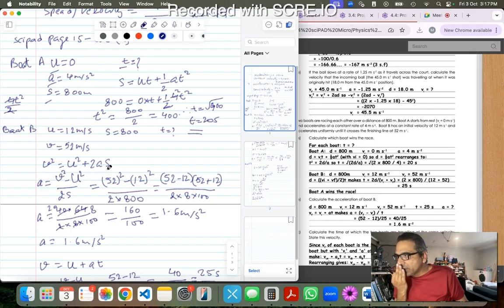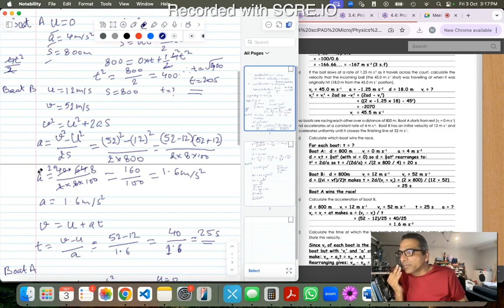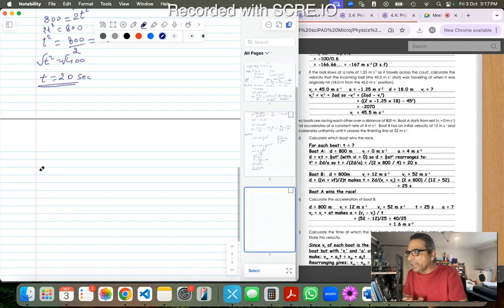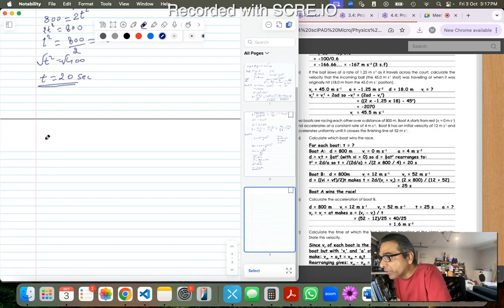Or initial velocity, because the final velocity is already there. No, it's not. So again, if you know the simple thing, let's do it one more time. Okay, you have to remember this now.